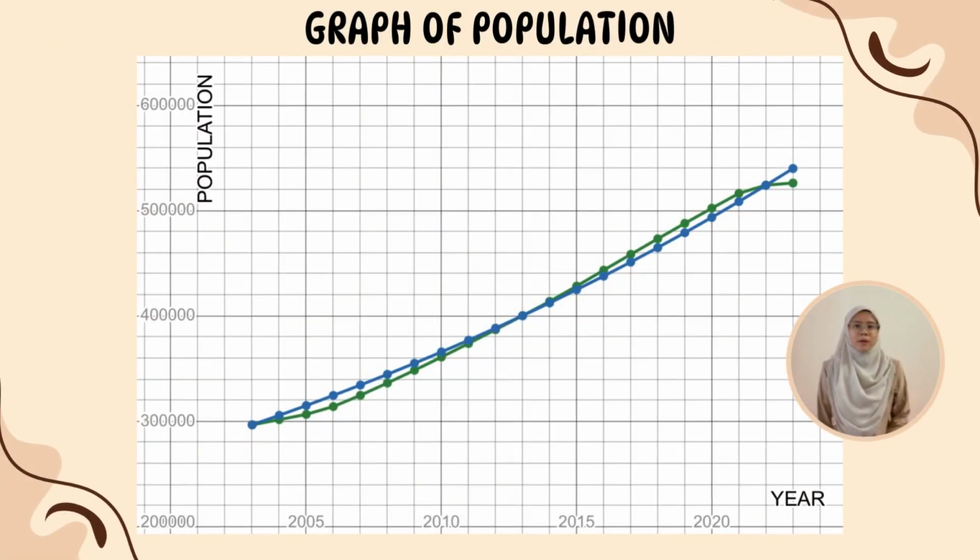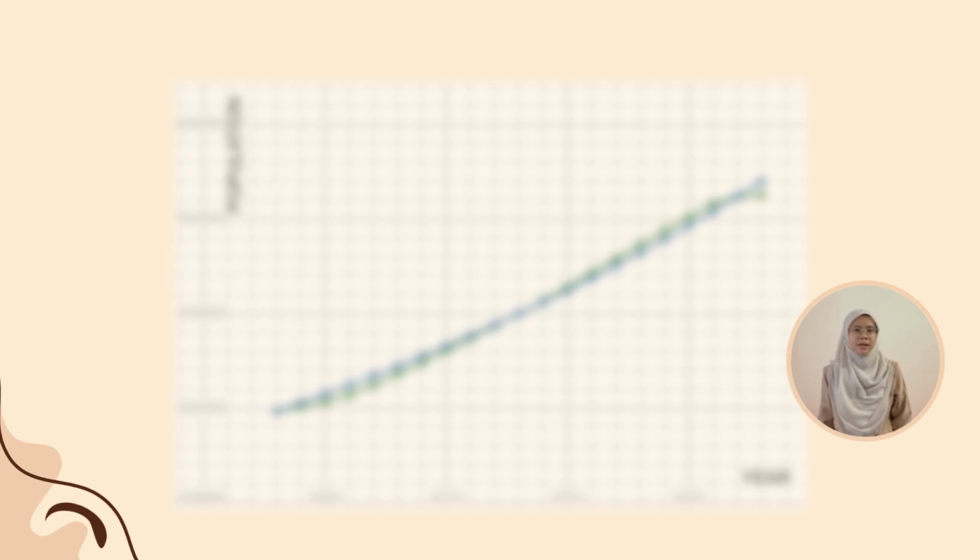These are the two graphs that we obtained from our actual data and particular solution, which is P(t) equals 296,491 times e to the power of 0.02996t. The green graph represents our actual data, while the blue graph is our data by substituting t equals 0 until t equals 20 in our particular solution. We can see that both graphs are almost the same and close to each other. This means that our data has a low percentage error.